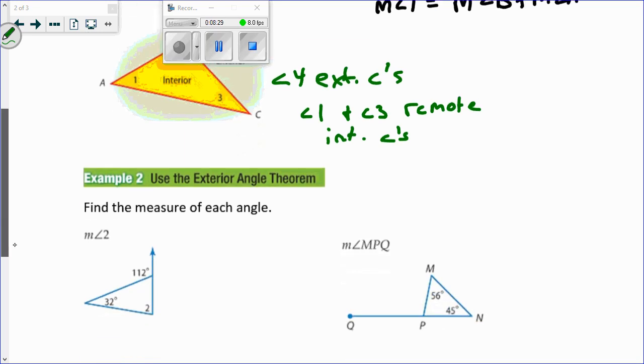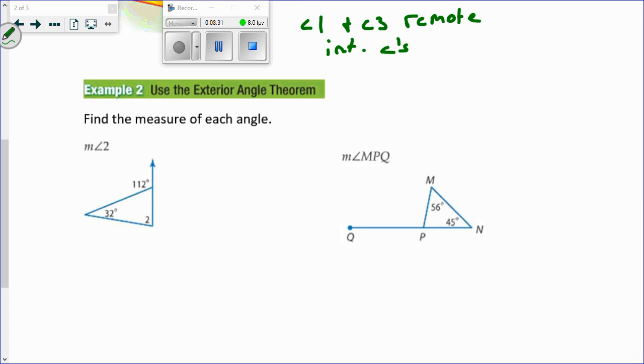So let's look at example 2. We'll do some applications here. Find the measure of each angle. Well, here we have an exterior angle. We are given an exterior angle's measure.